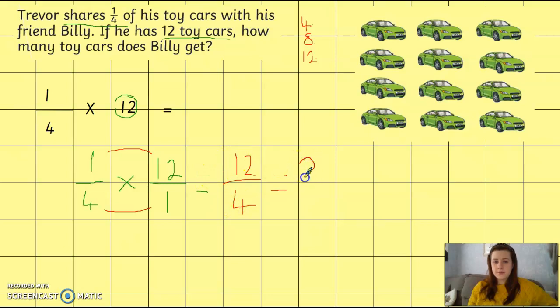So 3 becomes my big number, like when we did our mixed numbers with adding and subtracting. And I haven't got any left over because it goes in exactly. So 1/4, he shares 1/4 of his cars. So he actually gives him 3 of his cars is the answer. So hopefully that makes sense. And we'll do a couple more to practice.